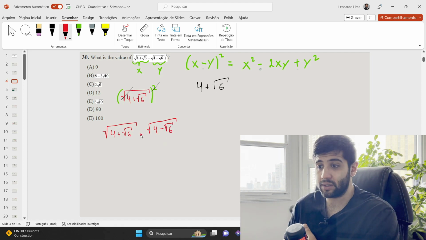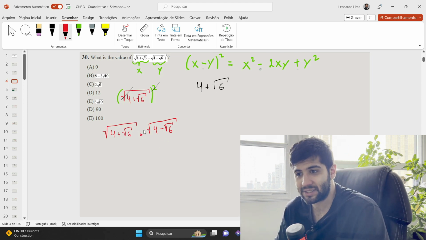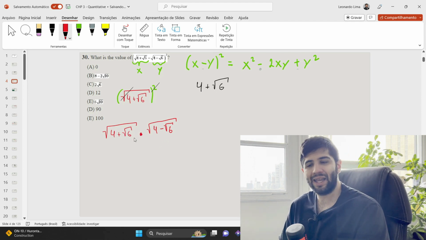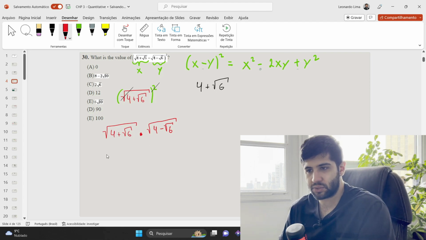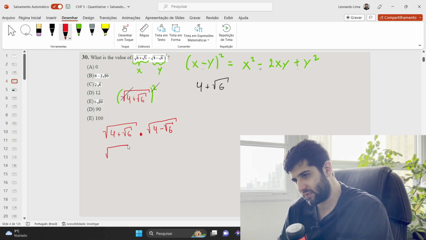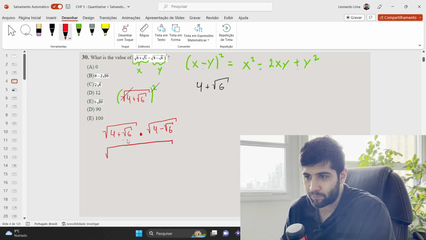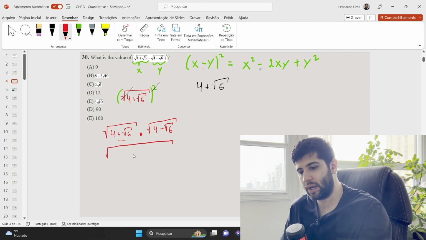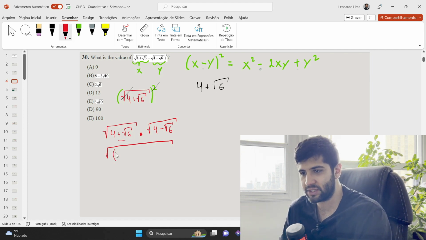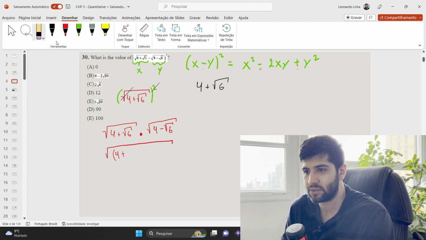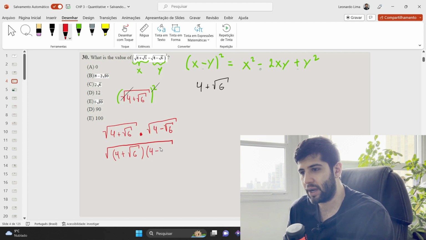Don't go crazy here. Since it's a multiplication, I can put everything under the same square root. So I'm going to open something very big here, and then I'm going to put inside those two terms, right? So I'm going to have my first part here, it's 4 plus the square root of 6, I will open bracket again, 4 minus the square root of 6.